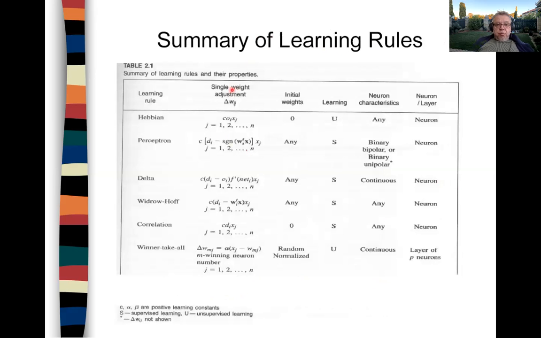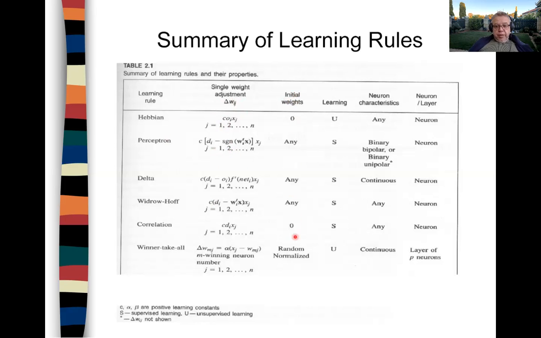Summary of the learning rules. We've seen, for example, the Hebbian rule, the perceptron learning rule, the delta rule, the Widrow-Hoff rule, the correlation rule, and the winner take all rule, which is the last one, the competitive one. So this is the way you adjust the W. Every time, your new W is equal to the old W plus this delta W. And this is the formula for the Hebbian. This is the formula for the perceptron and so on.